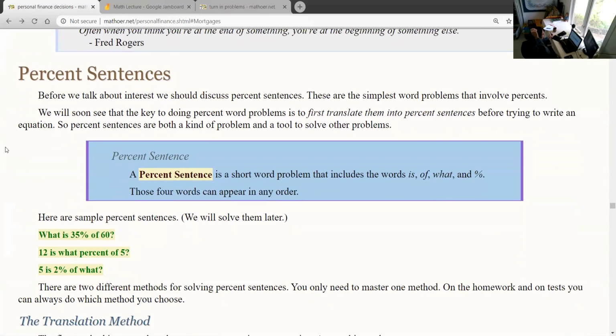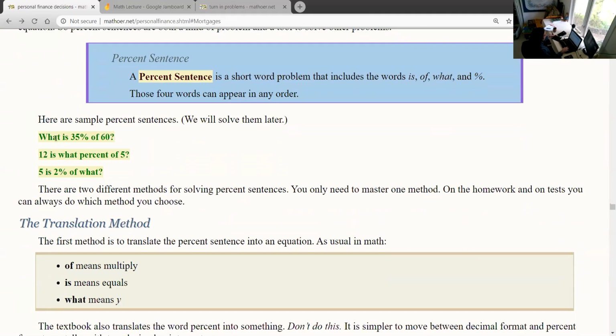So a percent sentence is our jargon. It's not necessarily a phrase that will show up in a different book or when you search Google. But this is what we're calling a short word problem that has the words is, of, what, and percent. So these are percent sentences. What is 35% of 60? 12 is what percent of 5? 5 is 2% of what? Things like that.